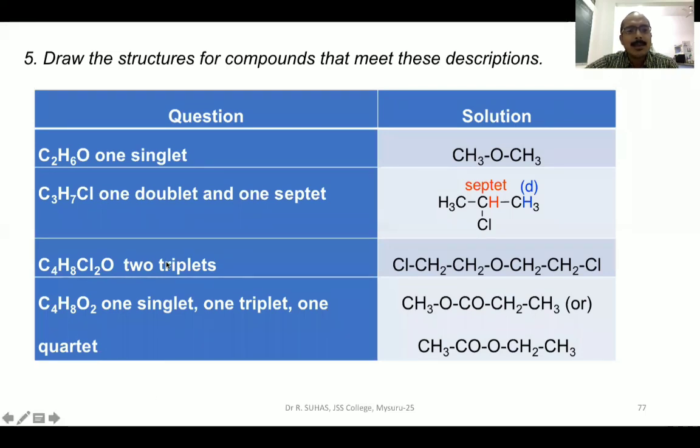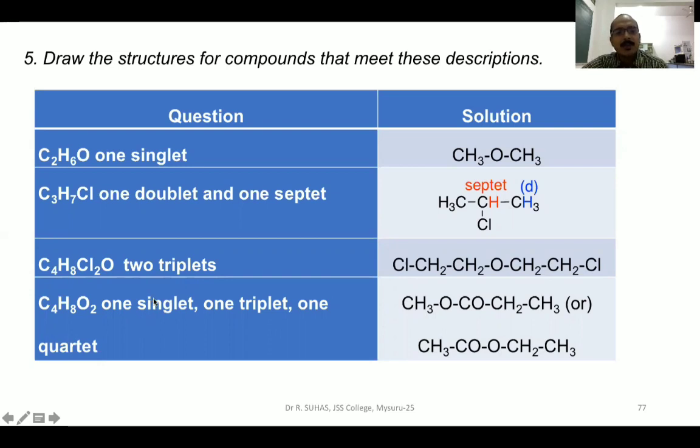Put O in the middle. One side CH2, CH2, another side CH2, CH2. This will show triplet, triplet. This will also show triplet, triplet. There are two chlorines. Put one on one side, and put another chlorine on the other side. This will be the resulting structure. Oxygen in the middle, LHS CH2, CH2, Cl, RHS CH2, CH2, Cl. So you are going to get two triplets. This one is showing a triplet, this one is showing a triplet. LHS is equal to RHS because it is a symmetric molecule. You are going to get two triplets. The next compound.